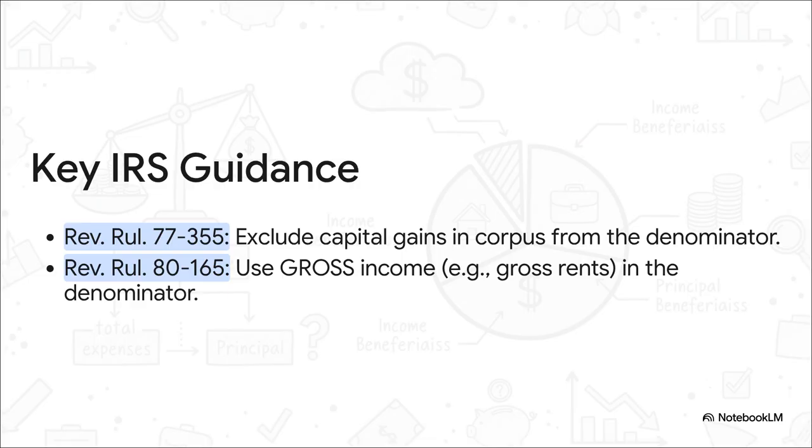Now, on top of the court cases, there are a couple of IRS revenue rulings you just have to know. First, Ruling 77-355 says that for the gross income method, you have to exclude capital gains that are part of the principal. But then Ruling 81-65 gives you a little bit of a break. It says you have to use gross income in the denominator, so gross rents, not net rents. That actually makes the denominator bigger, which lowers the allocation percentage and reduces the amount of fees that get disallowed.